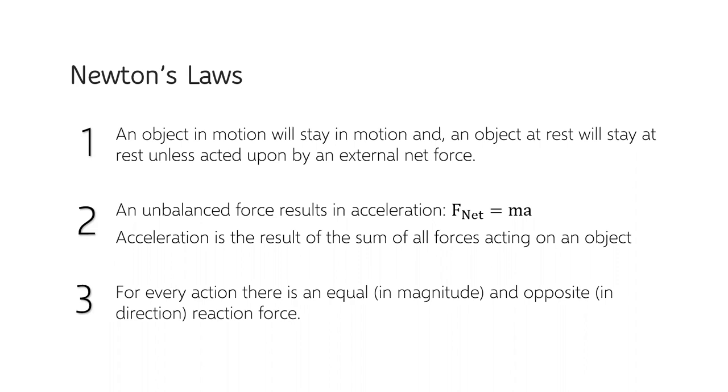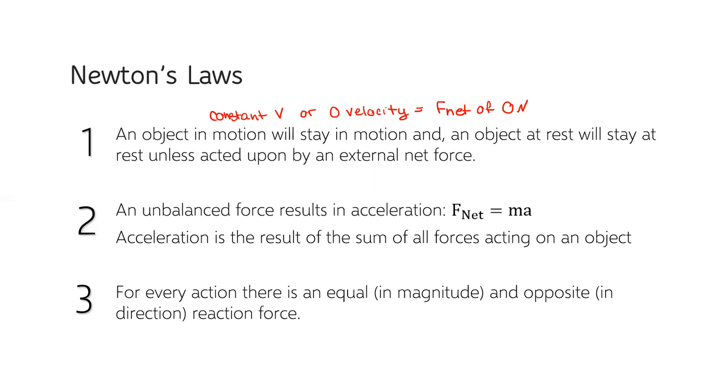What that means is if you have constant velocity, or zero velocity, that equals F net of zero. Okay, so if you have a constant velocity or zero velocity, F net is zero.